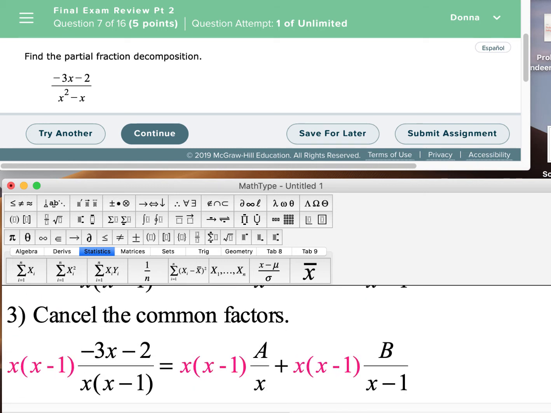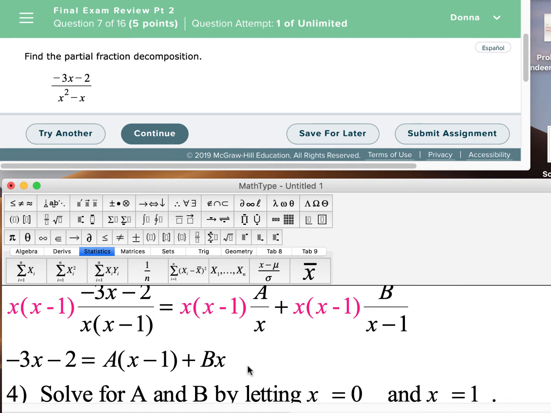Canceling the common factors, x and x minus 1 on the left. On the right, we're going to cancel the x, leaving us with x minus 1 times A. For the second term on the right, we're going to cancel the x minus 1, leaving us with x times B.